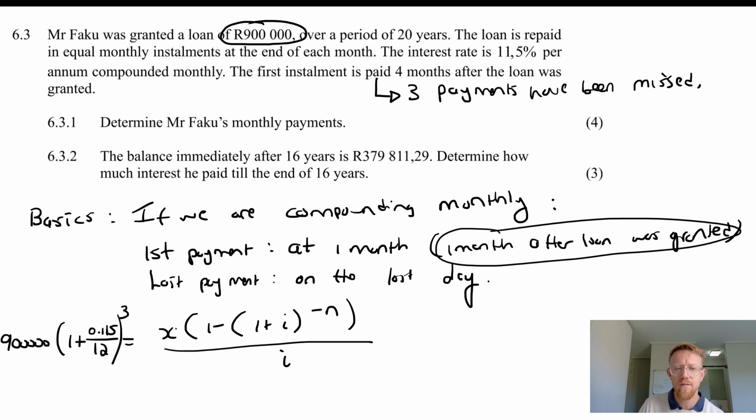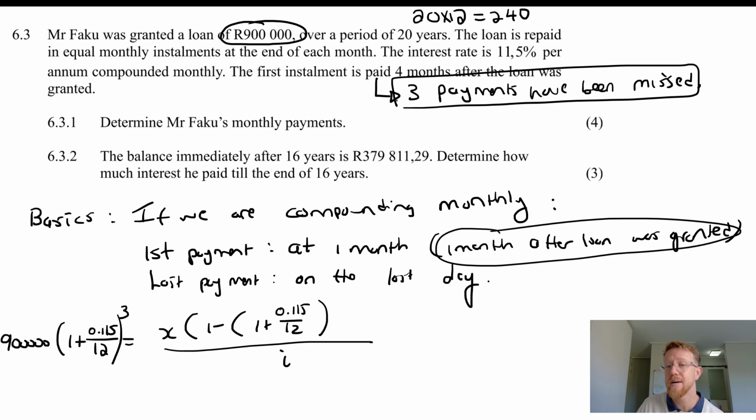Then for your monthly payment, that's what we're trying to calculate. Your interest rate is 11.5%, so 0.115 over 12. And now, for your number of payments, if everything was normal, this would have been a 20-year question, so you would have just said 20 multiplied by 12, which would have been 240. But we must remember that 3 payments have been missed. So we will subtract 3, and so we're only going to make 237 payments.